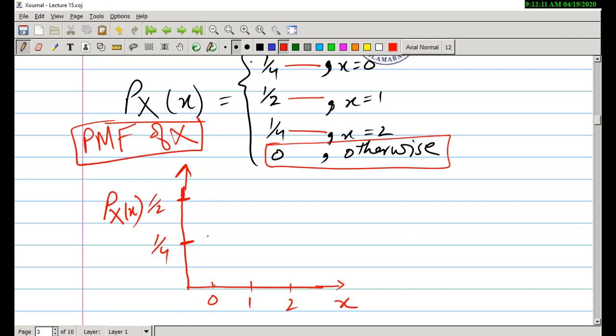So for 0 the probability is here, so we will represent it with a certain mass here. For 1 it is here, for 2 it is here. Okay, so remember you have to draw dotted lines here, not solid lines.